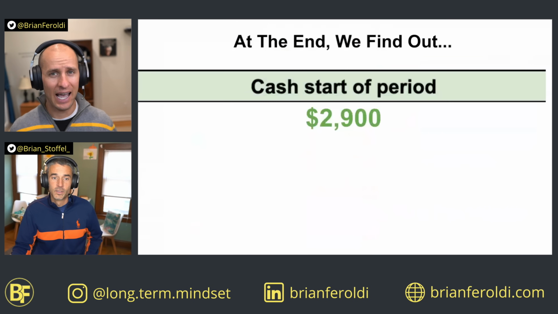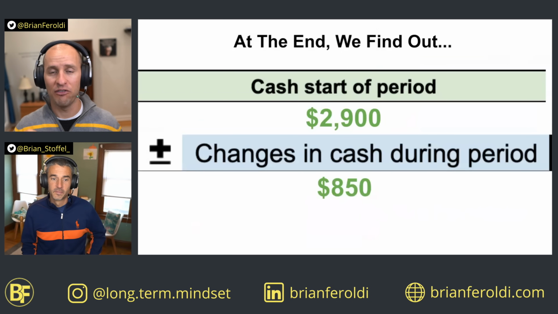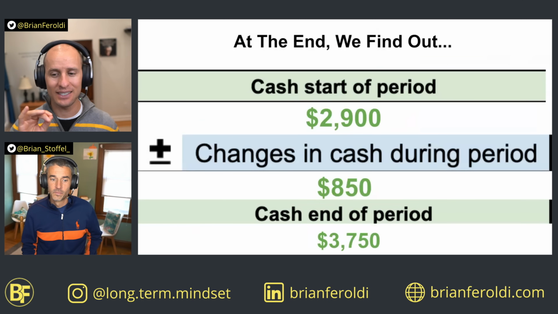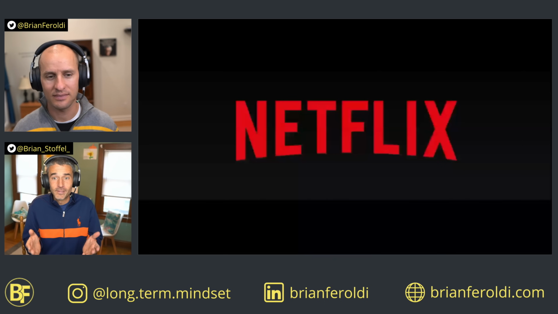So if we add all that together, at the beginning of the period, you started out with $2,900 in your business. You had changes in cash flow of positive $850, and that left you with $3,750 at the end of the period. All right. So now that we've got a very simple example out of the way, let's dig a little deeper into a real publicly traded company that many are familiar with called Netflix.